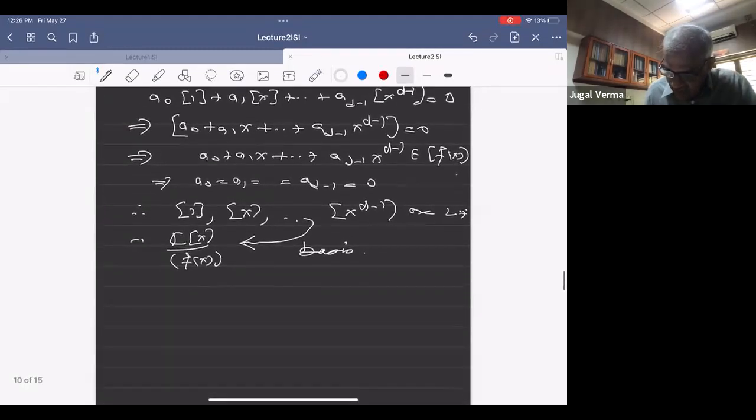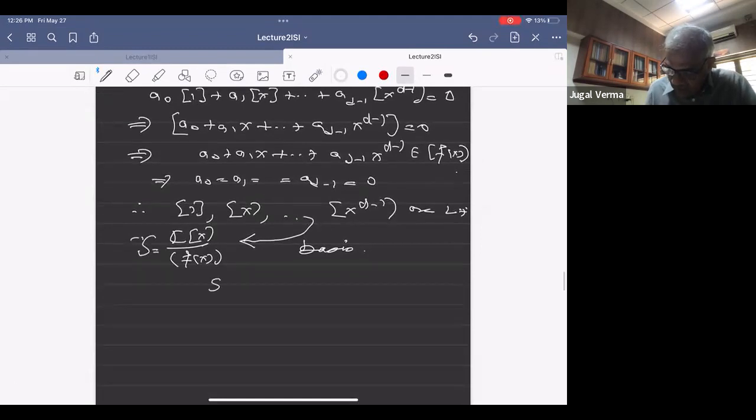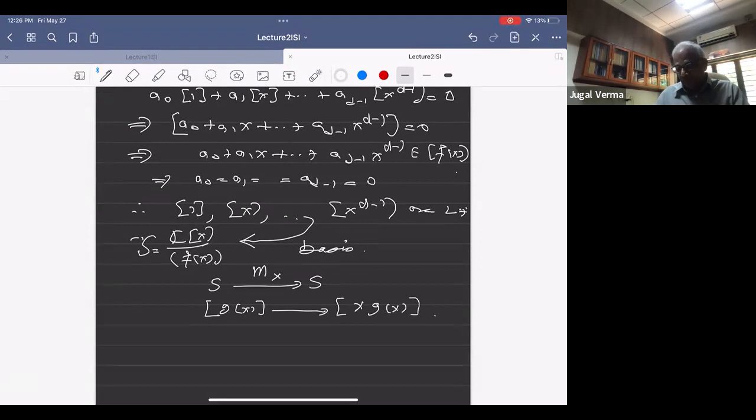Once I have a basis, let us call this vector space S. Define a map from S to S, where elements of S are residue classes of polynomials in one variable, and the map is multiplication by x: it maps the residue class of g(x) to the residue class of x times g(x). This M_x is clearly a linear transformation.